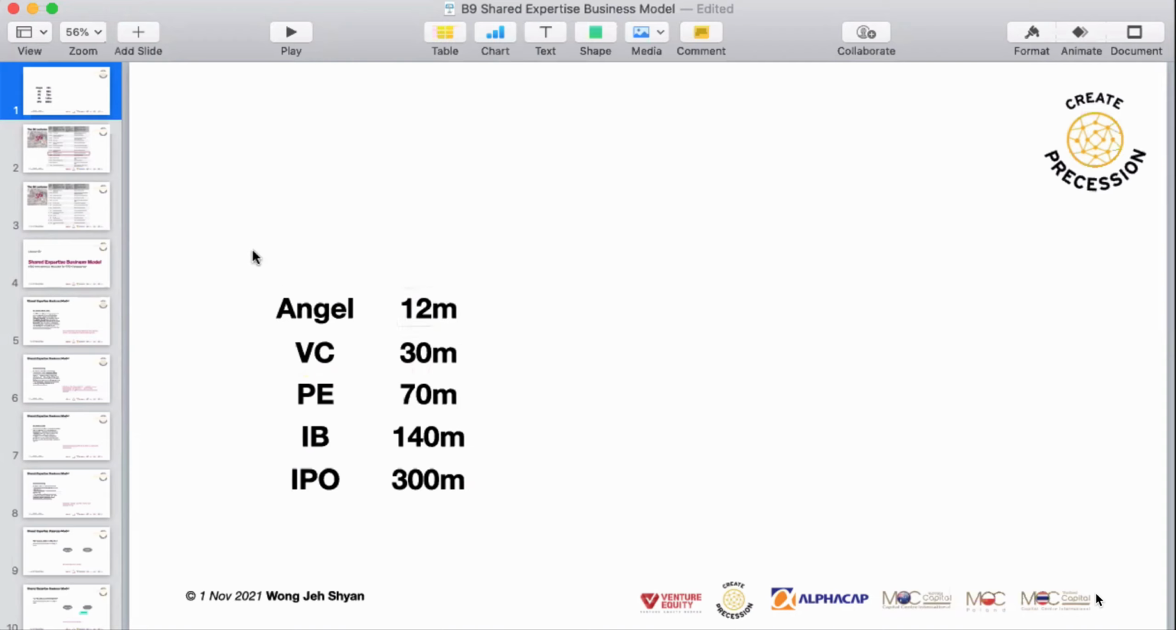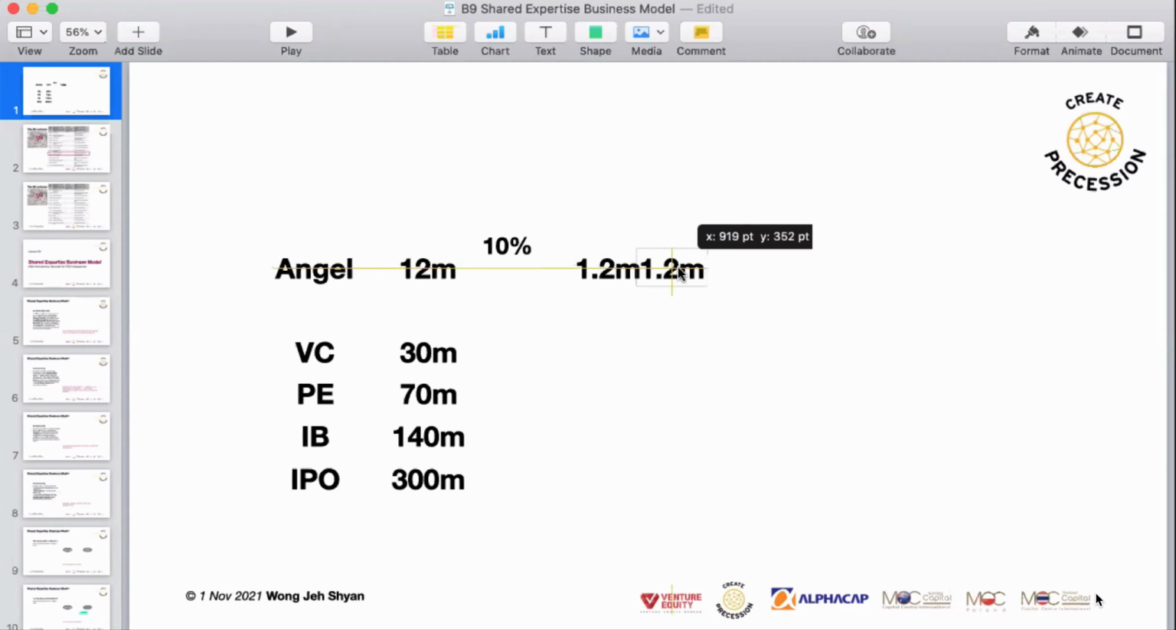Okay, let's look at this. I wanted to raise 10%. How much should I raise? 1.2 million. So with my term sheet, I want to raise 1.2 million. But unfortunately, I only managed to sell 400K instead of 1.2 million. But I wrote in my term sheet that my minimum sum is 300K.